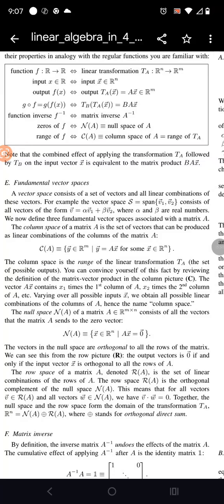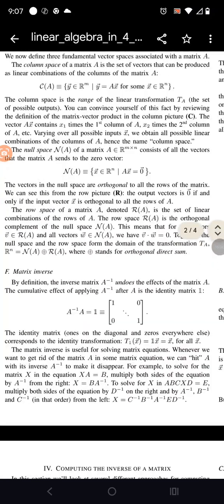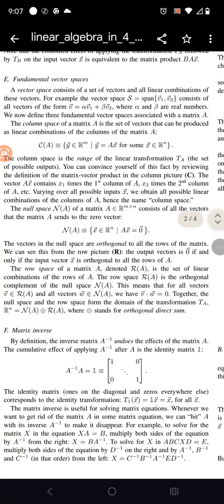The vectors in the null space are orthogonal to all the rows of the matrix, of course. You can see this from the row picture. The output vector is 0 if and only if the input vector x is orthogonal to all the rows of A. So the row space of a matrix A, denoted by RA, is the set of linear combinations of the rows of A. The row space RA is the orthogonal complement of the null space NA.